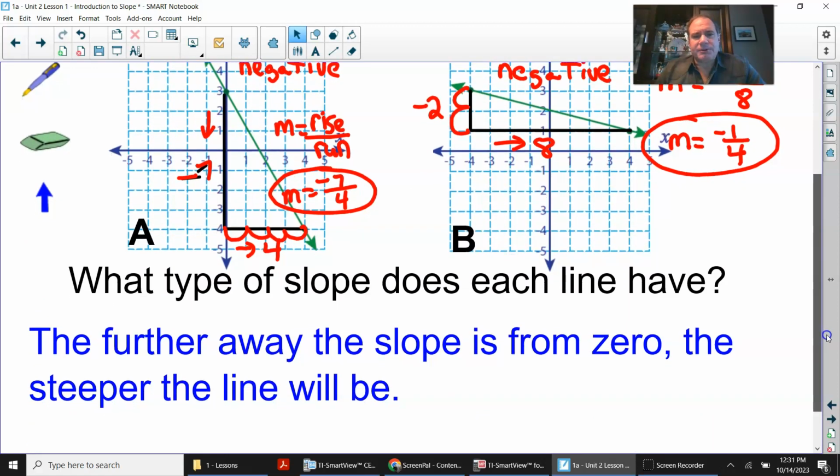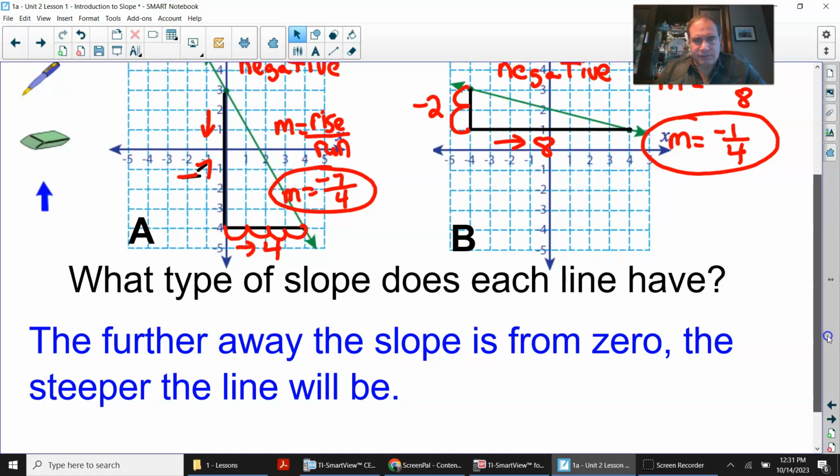These are the same graphs that we did on, I think, page 4. What type of slope does each have? Yes, these are negative. They're going down from left to right, and the connection is the further away the slope is from 0, the steeper the line will be. And that is everything there.